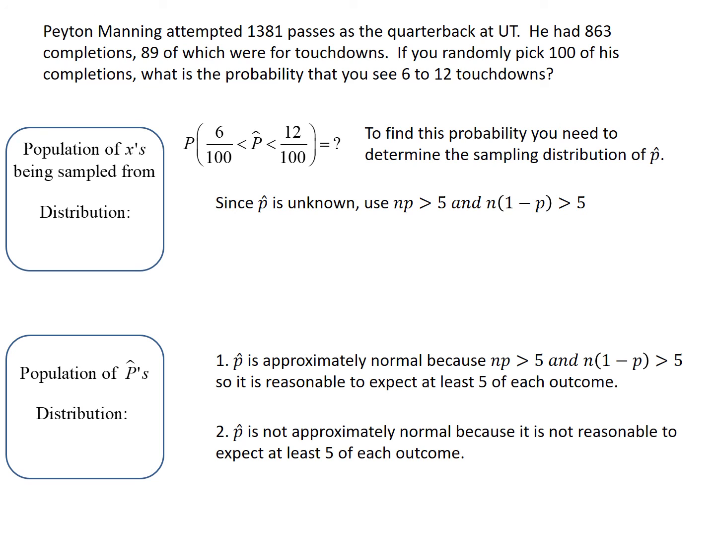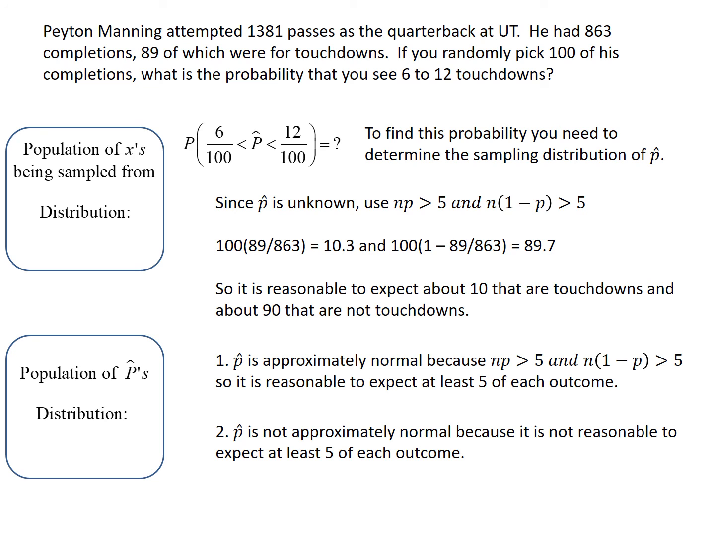So we're going to have to estimate p hat with p here. n is the sample size, and we're randomly picking 100 completions, so n is 100. And the event is getting a touchdown. So given that it's a completion, because we're only picking from the completions, what's the probability that it's a touchdown? 89 out of the 863 completions were touchdowns. So with that, n times p is roughly 10.3. And again, we can use the formula, or we can do 100 minus 10.3, which is 89.7. Either way, it's reasonable to expect somewhere in the neighborhood, give or take, about 10 of the 100 to be touchdowns and about 90 that are not.